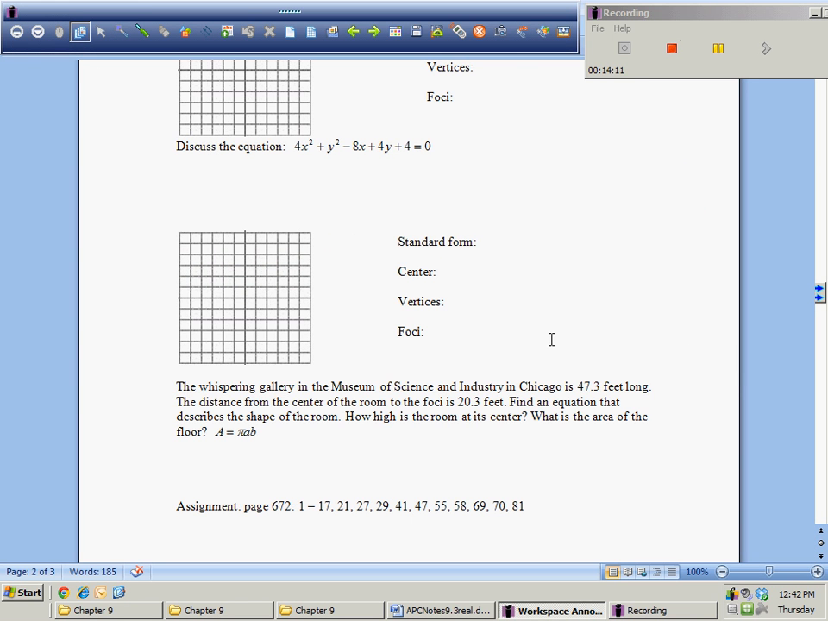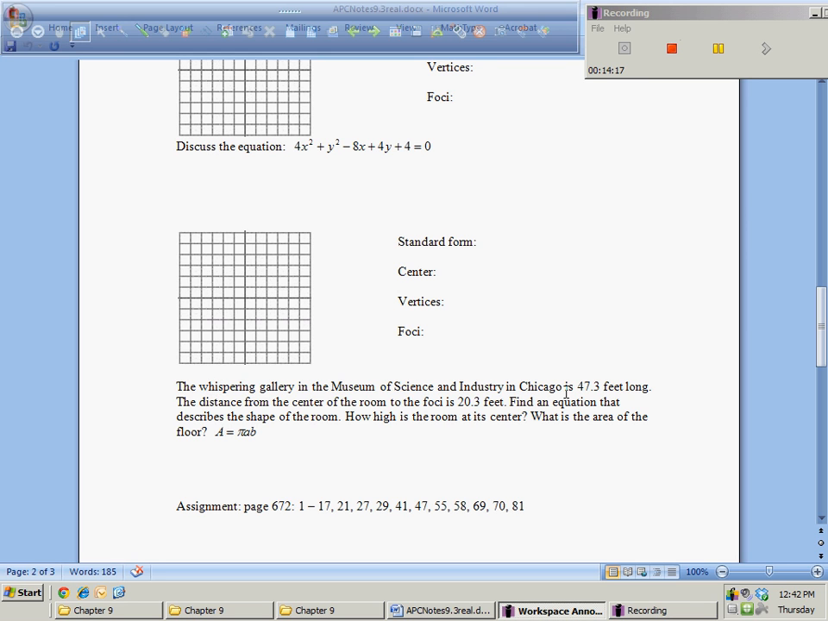Do you want me to do a word problem? Find an equation that describes the shape of a room. How high is the room at its center? It's just an application of the same thing. So I'll be quiet and let you try. This one's in your book anyway to figure it out. The end.